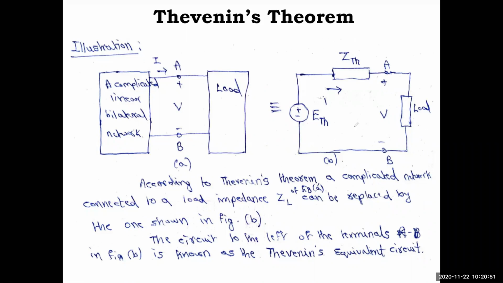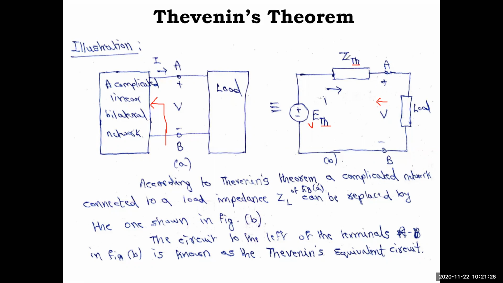To find the voltage here, this load will be removed and we look at the voltage of this complicated network. So except for the load, we look from this side and we see the VTH. Some books use V, some books use E. You can use VTH or ETH for Thevenin's equivalent voltage. That's why TH is the subscript. Some books use T, or TH. I will use the standard notation, that is TH.